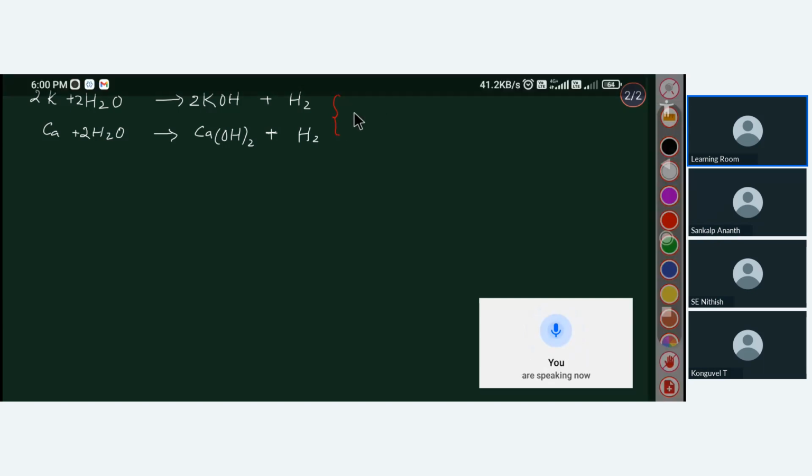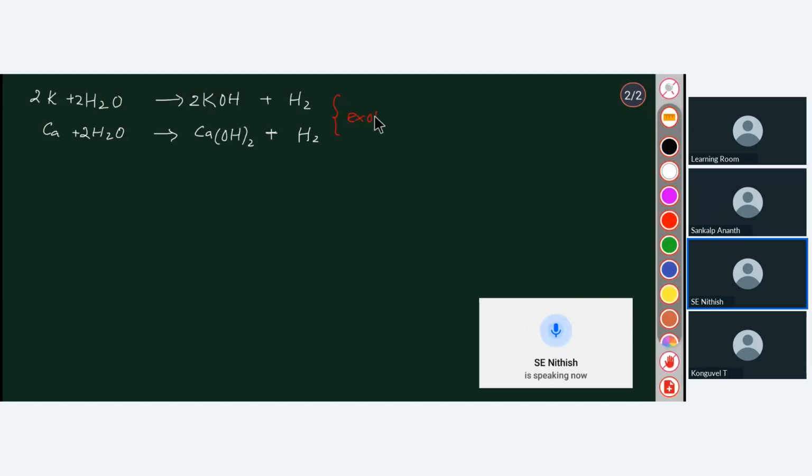So what do you mean by exothermic? Release of heat. Heat energy is released here or evolved here. Heat energy is evolved. So that's why they are highly exothermic and the reaction is very much vigorous.